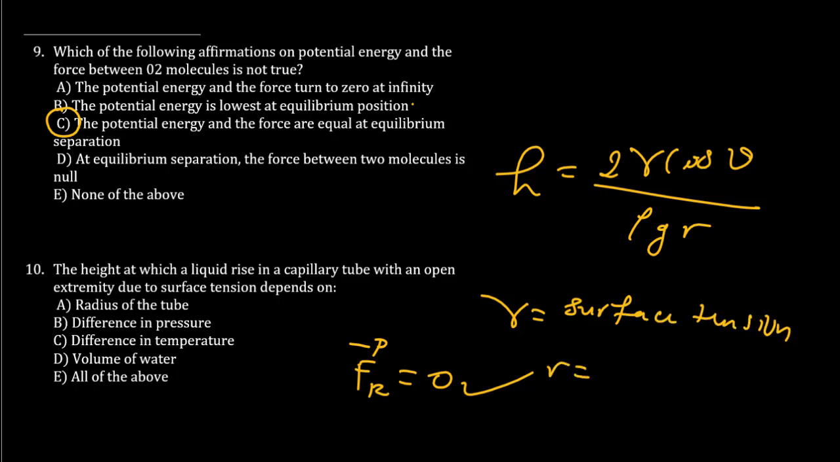R is the inner radius of the tube, and theta is the angle of contact. g is the acceleration due to gravity, and rho is the density of the liquid. Checking the options, which one does the capillary rise depend on? We see that it depends on the radius of the tube, and more specifically the inner radius of the tube. So the correct option is A.